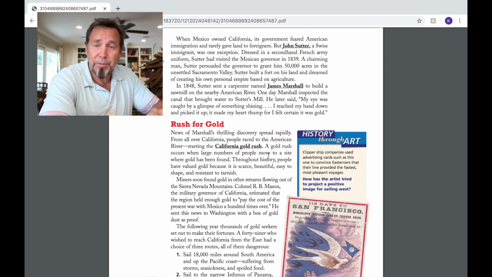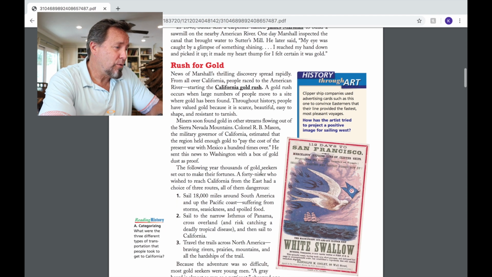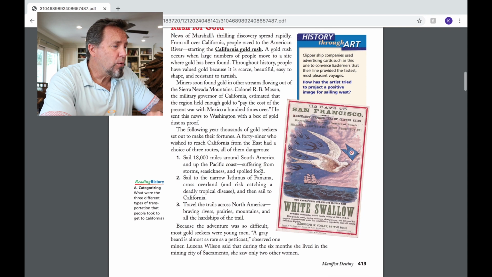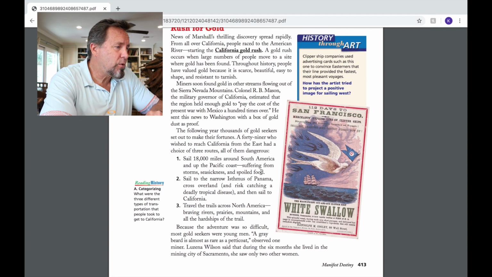But you just can't keep things like that a secret, and pretty much word gets out, and you have this rush to California, which is why it's called a gold rush. So in the next section on page 412, it talks about the rush for gold.